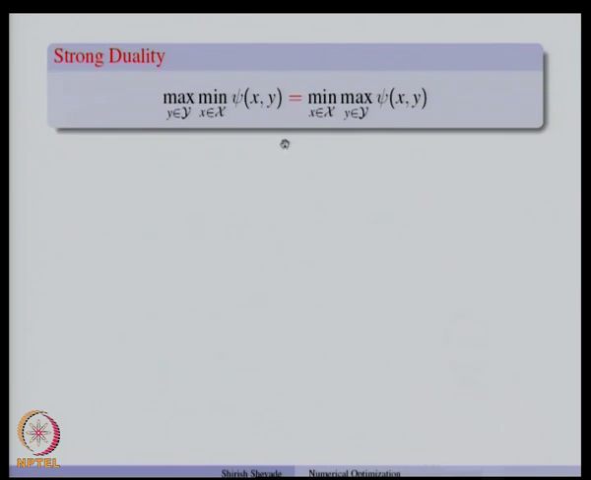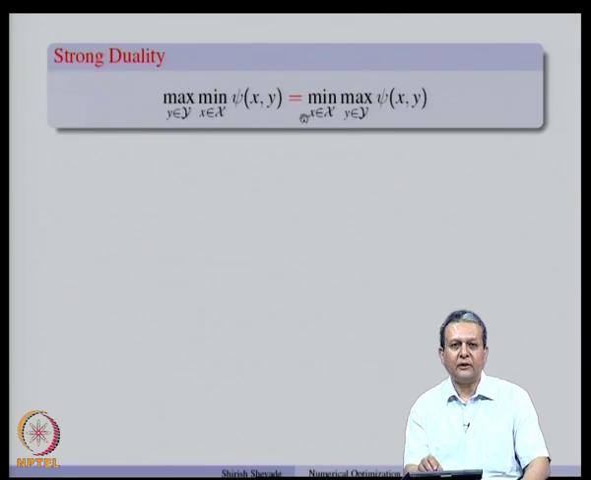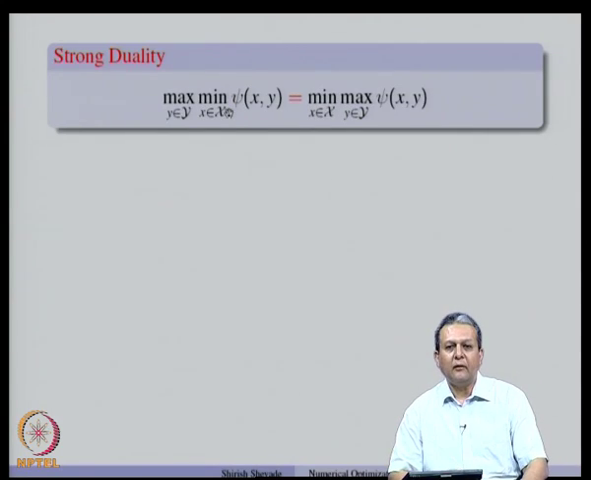So, this condition is called the strong duality condition, that max min equals min max. So, which means that in the zero-sum game that we saw earlier, under this strong duality condition, the game is said to be in equilibrium. So, that means that no player has any advantage in changing the strategy and getting a better payoff.